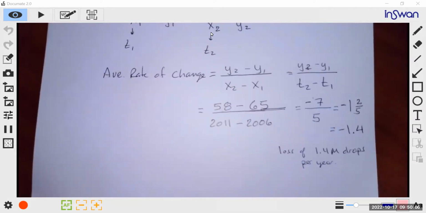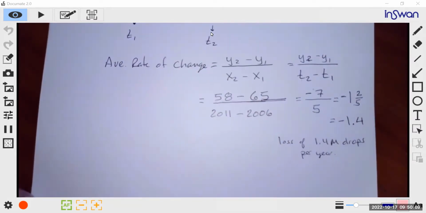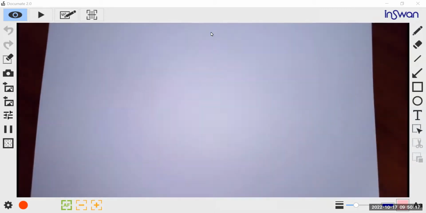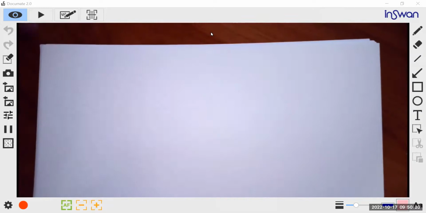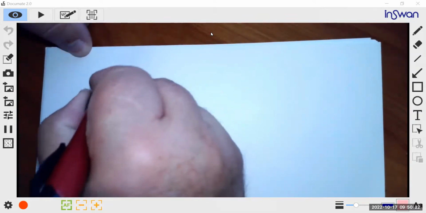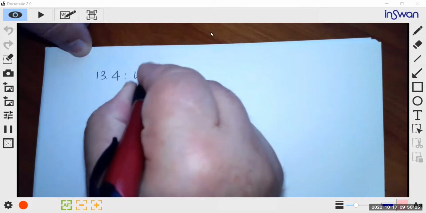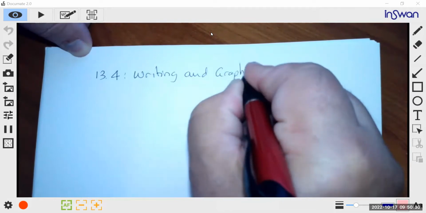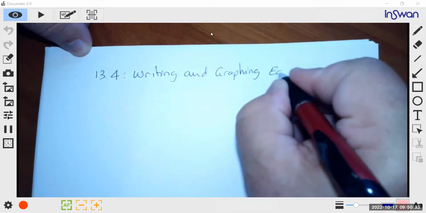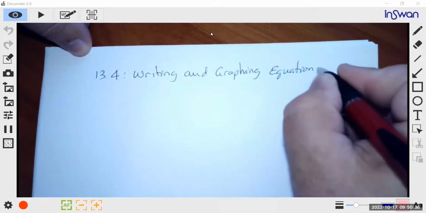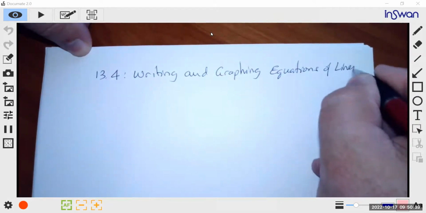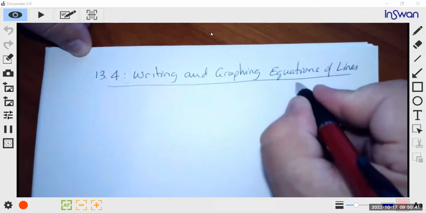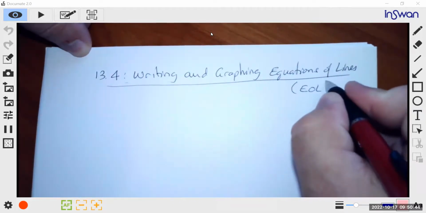Now we're going to start getting into actually writing equations. So far I've been giving you equations. Now we're going to determine what the equations actually are, and we're going to learn how to graph them too. But first, let's look at graphing them. 13.4, writing and graphing equations of lines, which I will simply call EOLs.